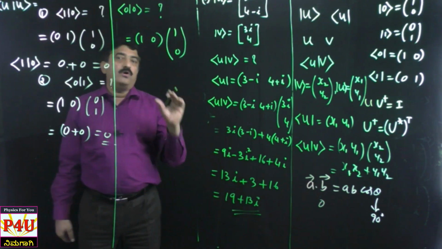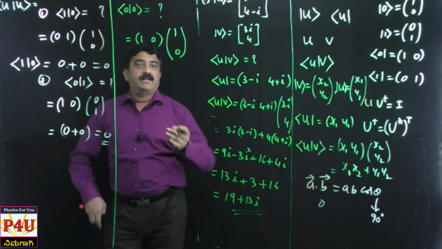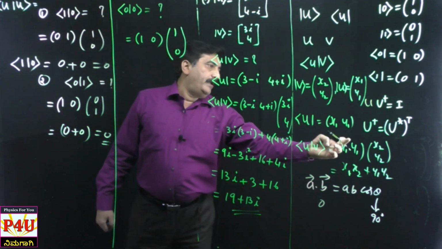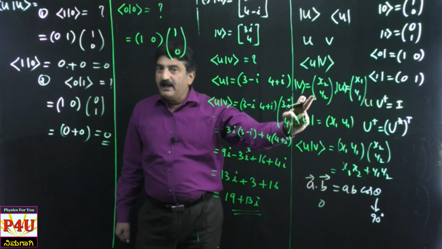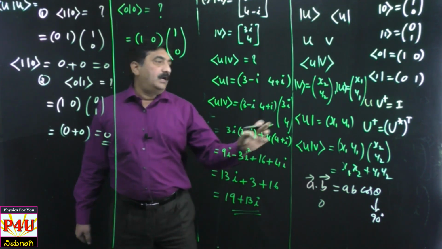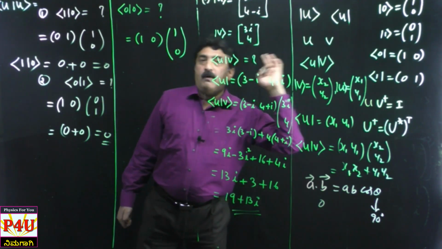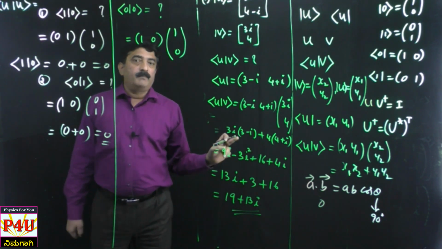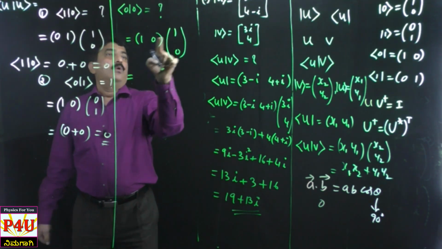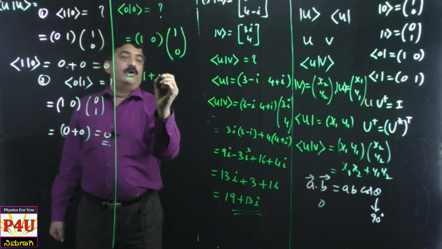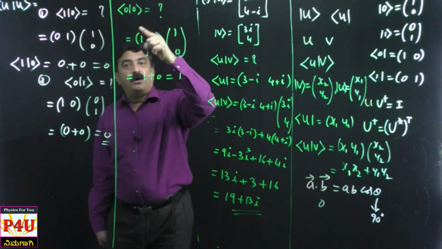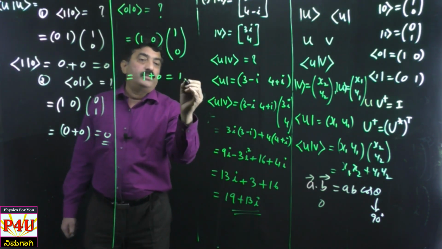I hope by now you know how to find the inner product. How do you find the inner product of two vectors? One vector you retain as it is. For the other vector you take the Hermitian, the transpose of the complex conjugate. If there is no complex number, you just take the transpose. That's what I have done here. Do it: 1 into 1 plus 0 into 0 is going to be 1. So the inner product of the 0 state on itself is going to give you 1.